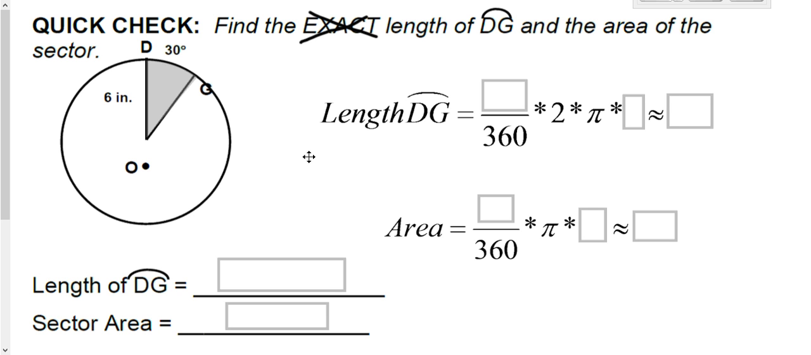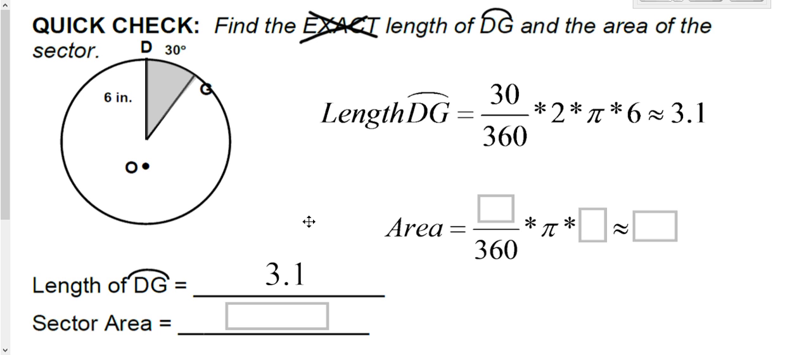Alright, let's check this problem. We'll find the length of this arc and the area of this sector. You can see it's got 30 degrees for the measure of the arc and a 6-inch radius. So our degrees go right here for the length, and then times the circumference formula, 2 times pi times the radius, 6. And that's approximately 3.1.